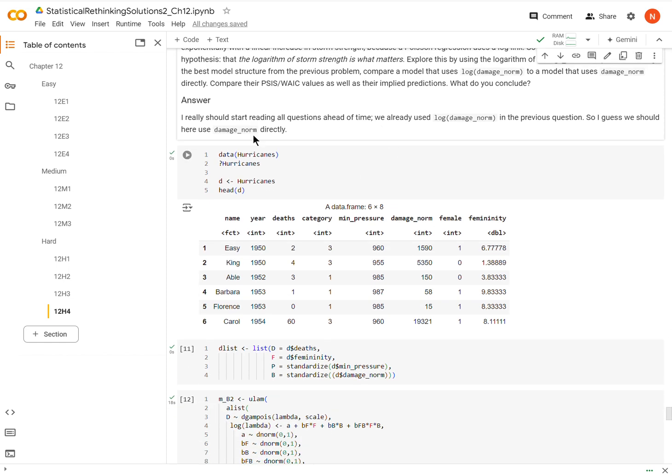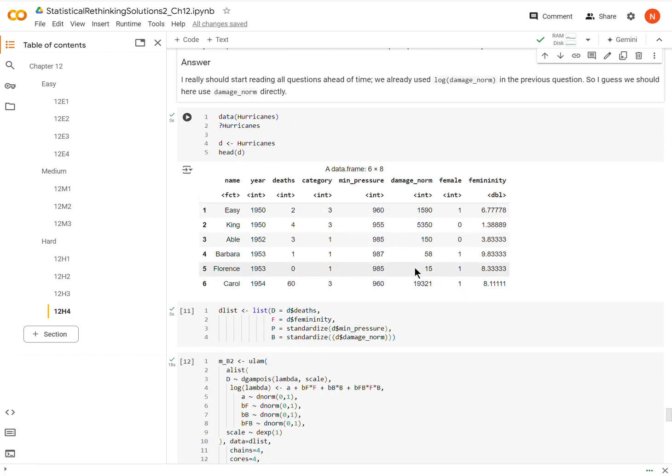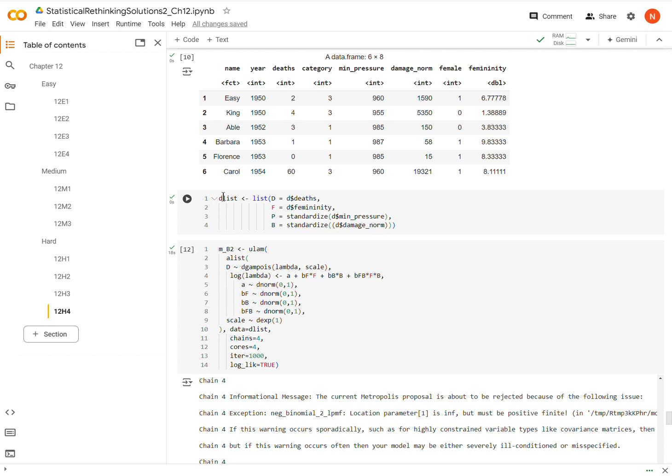All of this preamble is stuff that you've seen in the previous questions, 12H1 through 12H3. I'm just loading the data, looking at it, and now I need to compose my data. It's the same data that you saw in 12H3, except I'm no longer taking the log of damage norm. That becomes the data that I'm entering into the model. The model is the same as in 12H3, m_b, but now I'm calling it m_b2 so that we can compare the 2 models.